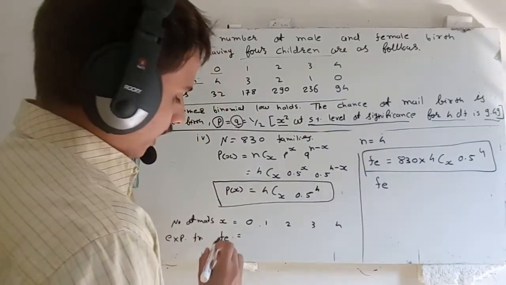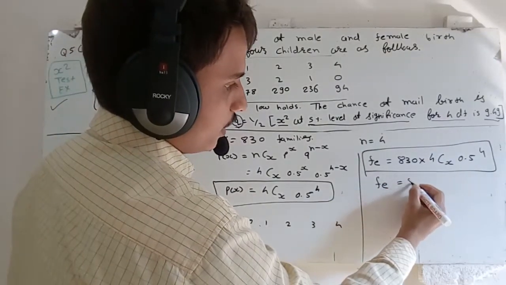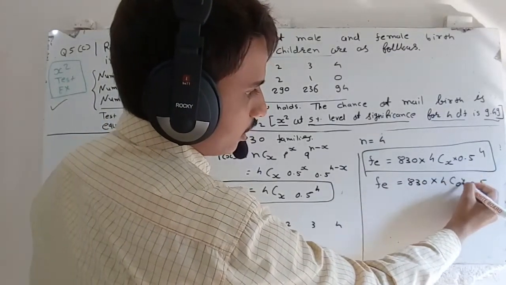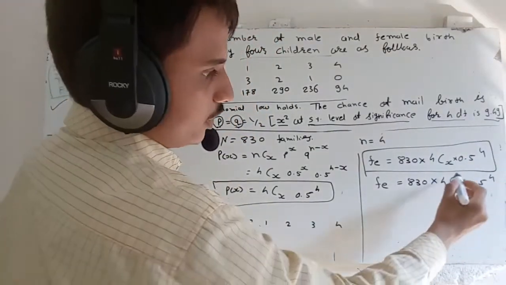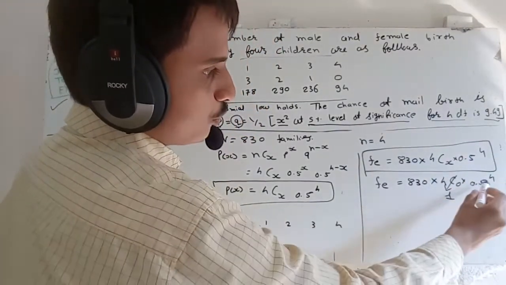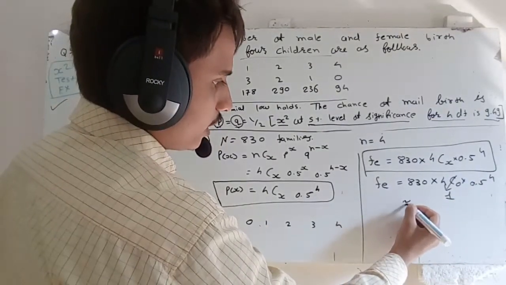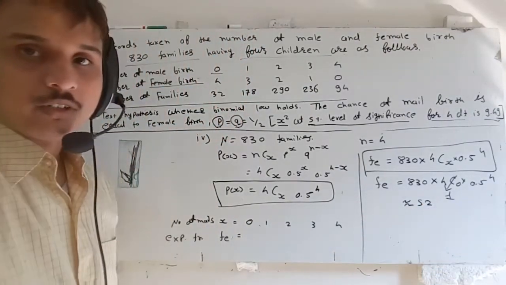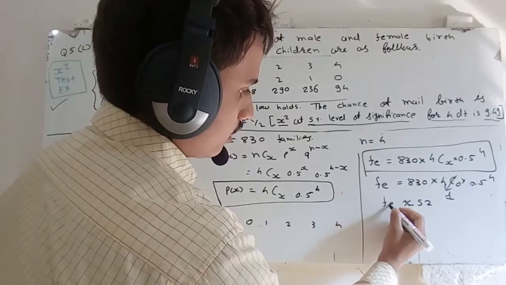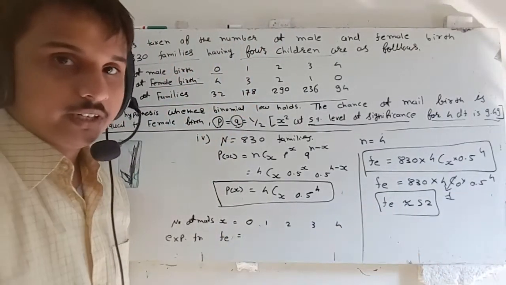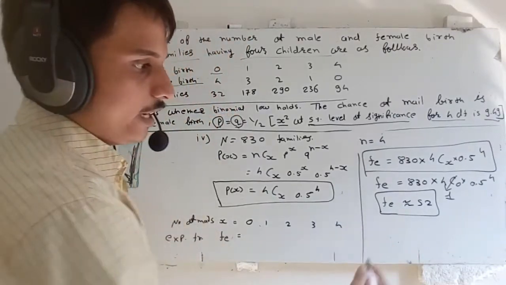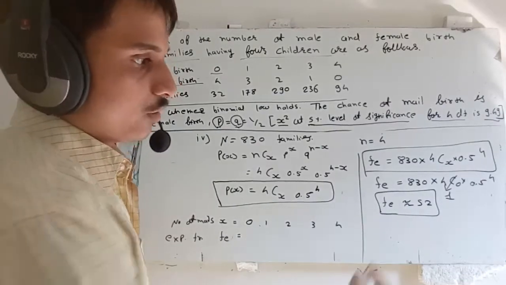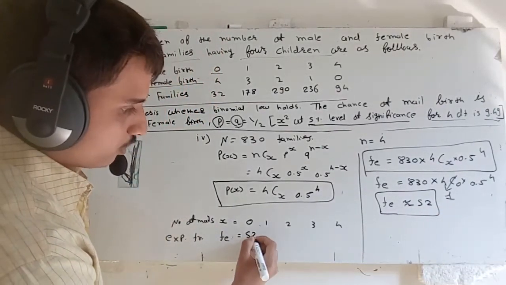So if you put x is equal to 0 in this equation, then you will get 830 times 4C0 times 0.5 raised to 4. 4C0 is 1. So 830 times 0.5 raised to 4 is approximately 52. You have to round your answer to the nearest integer, and frequency is always an integer, so you don't have to write decimal places. So it is 52 in this case. So I will write 52.